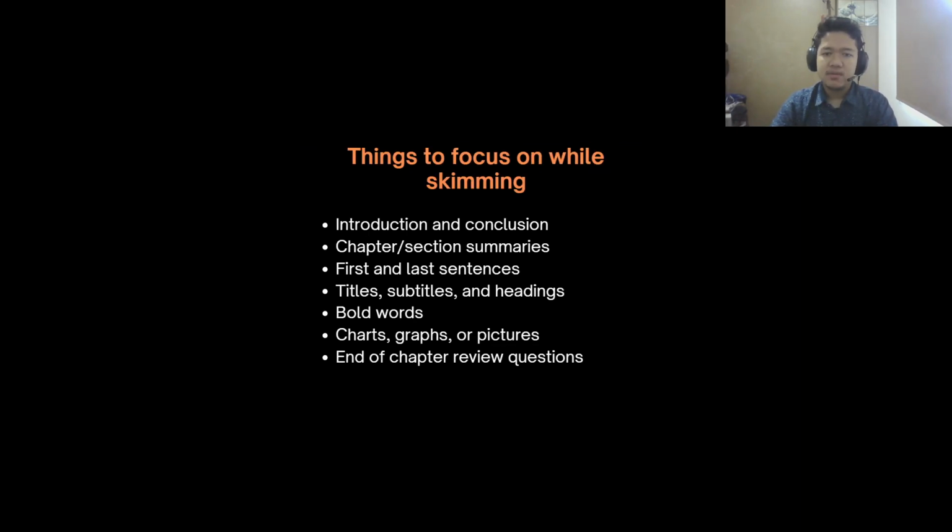And things to focus on while skimming. The first one is introduction and conclusion, chapter or section summaries, first and last sentence, title, subtitles, and headings, bold words, charts, graphs, or pictures. End of the chapter review questions.